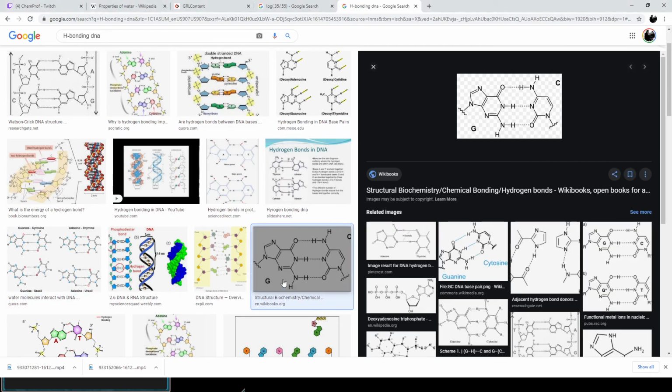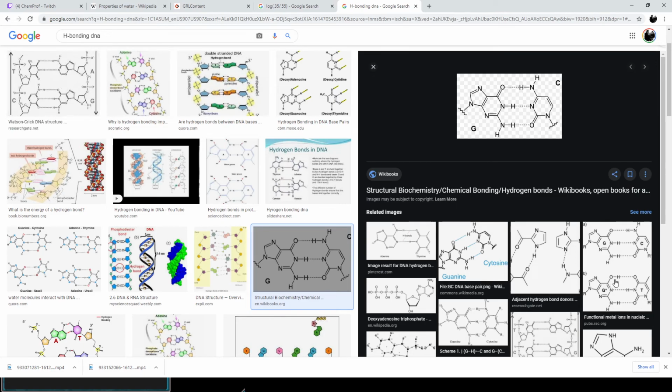What we can see here is we have covalently bonded hydrogen to nitrogens, and they're interacting with oxygens or other nitrogens in other bases of DNA. We're going to see that's the reason that we have base pairing happening in DNA. It's these hydrogen bonds that are holding it all together.